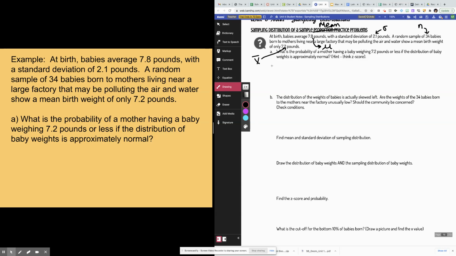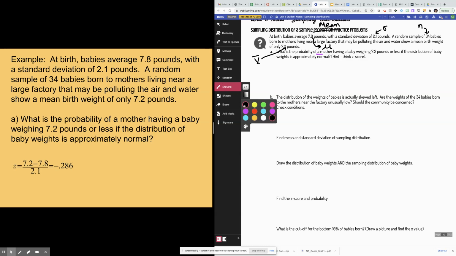So the first question is, what's the probability of a mother having a baby weighing 7.2 pounds or less if the distribution of baby weights is approximately normal? And by this, I mean the population distribution. Now, the key word in this question is the word a. Here, I'm not asking about a sample of babies. I'm asking about one baby from one mother. That means that this is not a sampling distribution question. This is a sample distribution question, meaning it's just a regular old normal distribution question, which is why I put think z-score there.